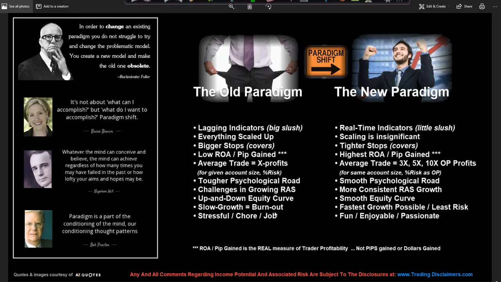So in the old paradigm, it's a much tougher psychological road. Okay? Strong challenges in growing your RAS, not having it confused. And if you hadn't paid attention last week or figured it out yet, if your RAS is not in sync, you're not going to become a trader, at least one that makes money. You're going to have an up and down equity curve in that old paradigm. It's slow growth. A lot of the traders in that 95% that don't make it bail out because they burn out. Even though they're successful, they're not making enough money. That's because of those big stops. That's also why they chase the pound yen during the London session. Got to make those big pips because you have a big fat stop loss. It's stressful. It becomes a chore. It becomes a job.